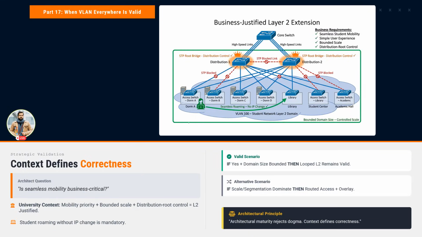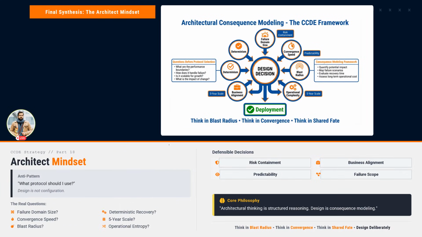Is there ever a case where VLAN everywhere is still the right choice? Yes, if seamless mobility is business critical and your domain size is bounded, looped Layer 2 remains valid. But if scale, segmentation, and convergence dominate your requirements, then routed access with overlay is preferred. Architectural maturity means rejecting dogma. Context defines correctness.